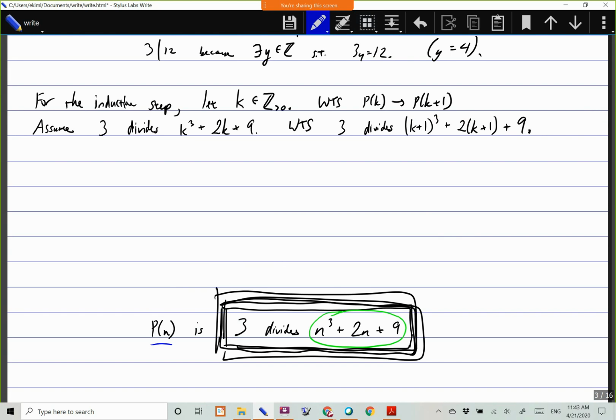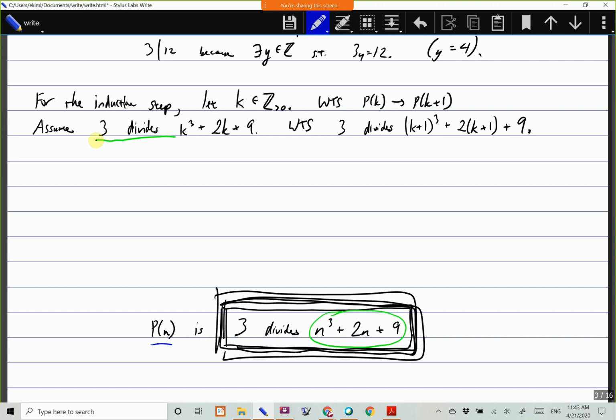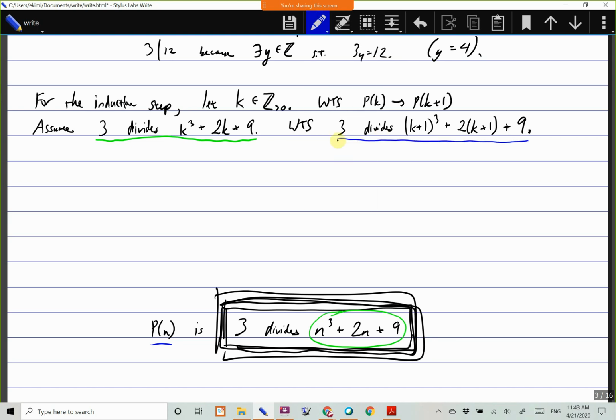That we're assuming this, underlined in green, is the inductive hypothesis. It's P of k in the general story, but for this specific problem, this is P of k underlined in green. And then we want to prove what's underlined, let me underline it here in blue. We cool with that's what our general setup is right now?